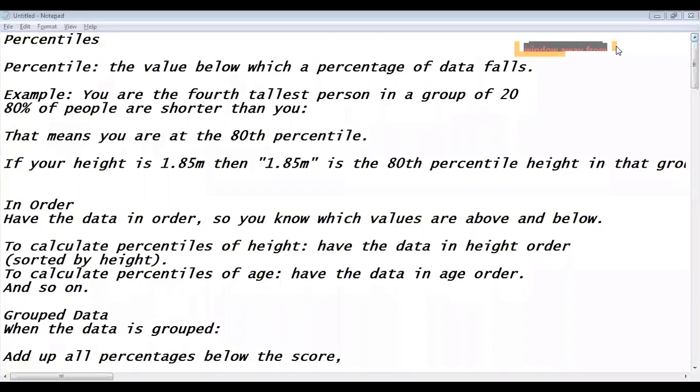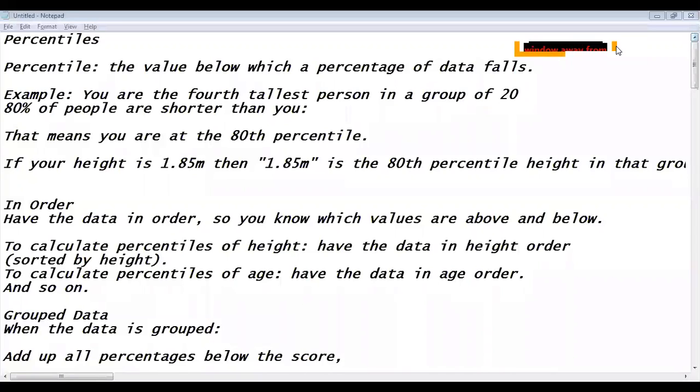You can see the definition of percentile. It's the value below which a percentage of data falls. So the percentile is the value below which a percentage of data falls. You can see one example there. Let's assume that you are the fourth tallest person in a group of 20 people. Out of 20 people, we don't know who is the tallest, the second tallest, or the third tallest, but you are the fourth tallest in a group of 20 people.